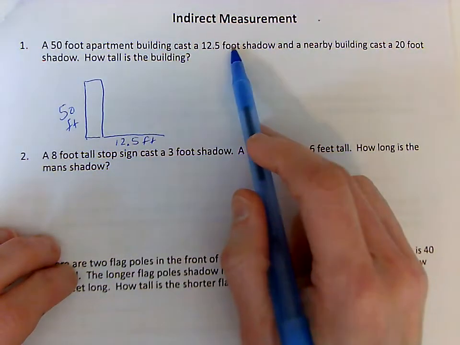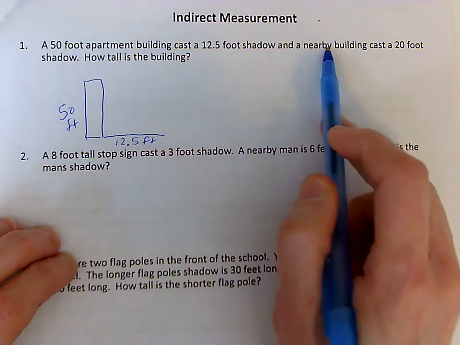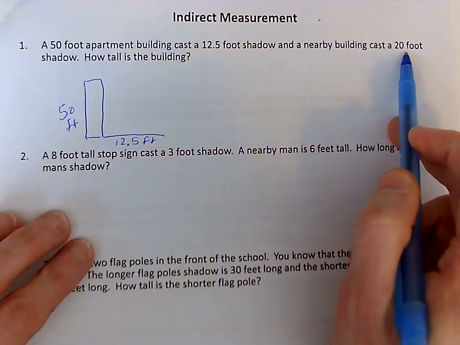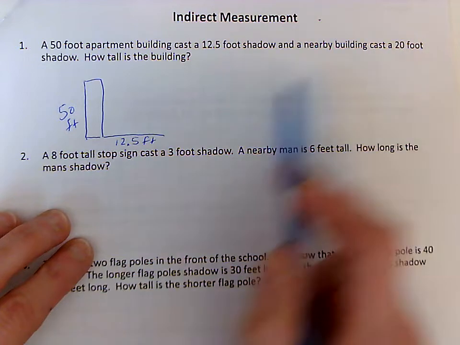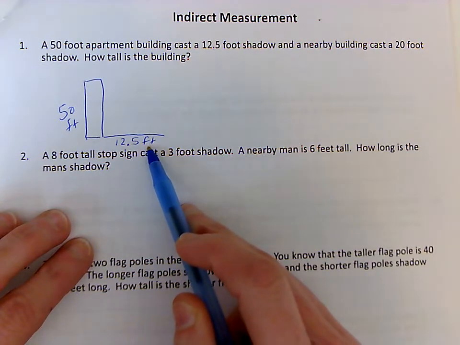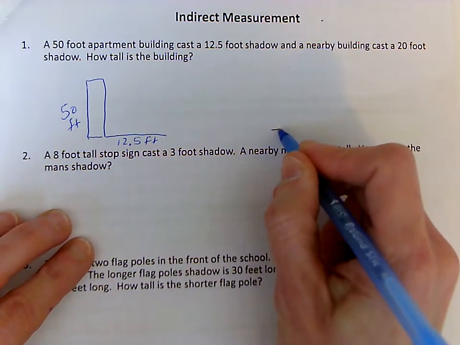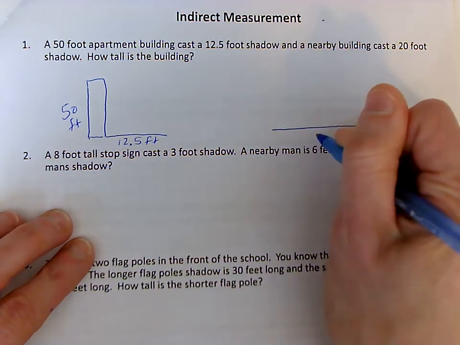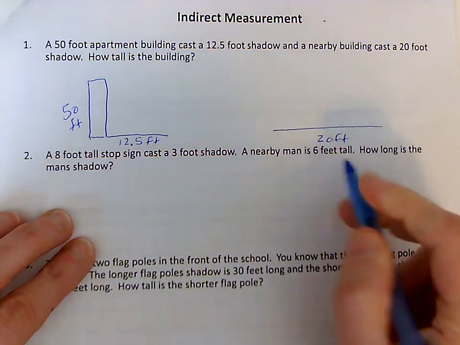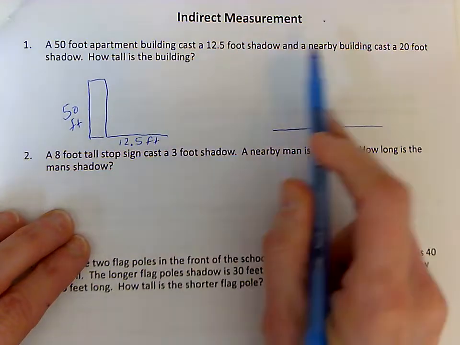I'm getting that right from here at the beginning of the sentence. A nearby building casts a 20-foot shadow. So that shadow is larger than this shadow from this building. So now I'm going to draw a little bit longer shadow, and I'm going to label that 20 feet. And it's a nearby building.